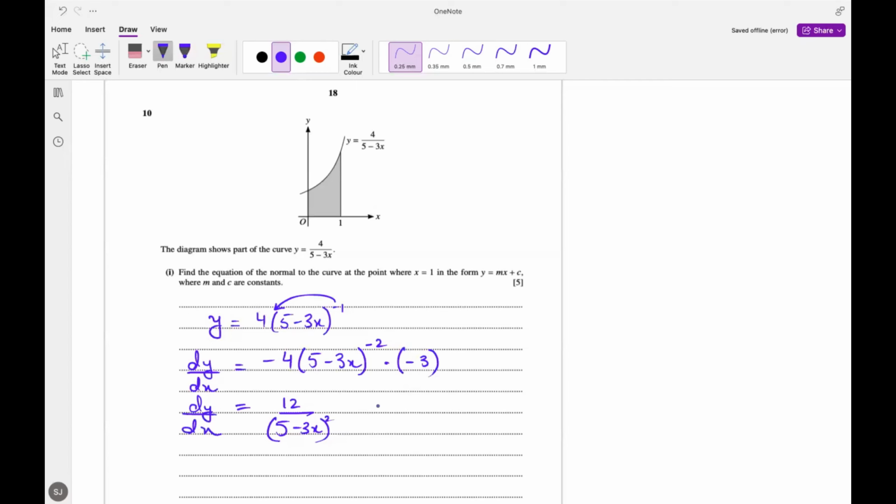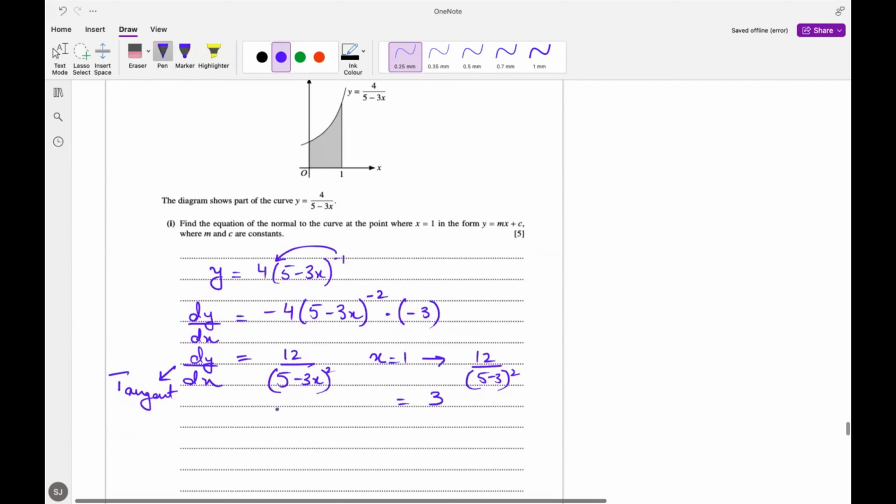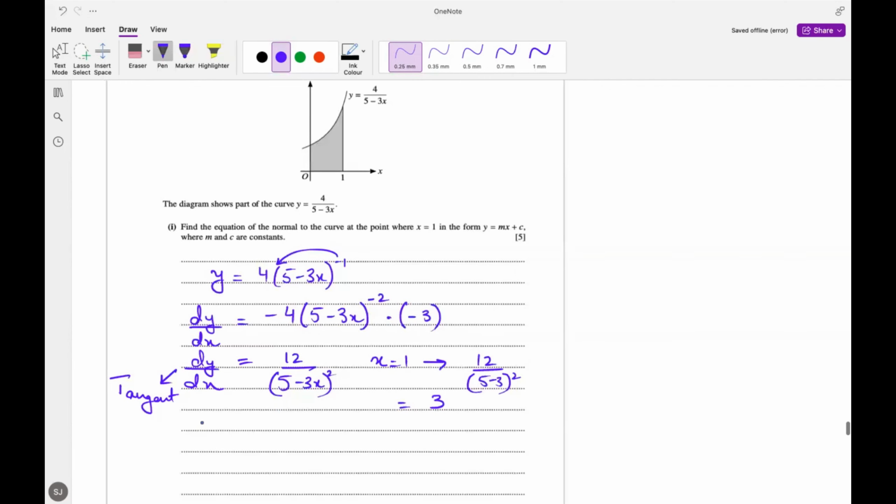Substituting x equals 1, we will get 12 upon (5 minus 3) whole squared. So this will be 12 upon 2 squared, 12 upon 4 is 3. So dy/dx is 3. Now this dy/dx is basically giving us the gradient of the tangent. We know that if two lines are perpendicular, and as a normal is perpendicular to a tangent, the gradient of the normal will be minus 1 upon 3.